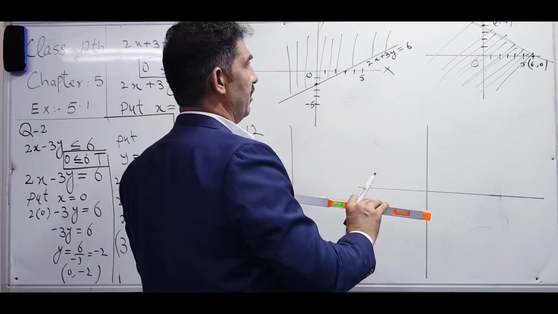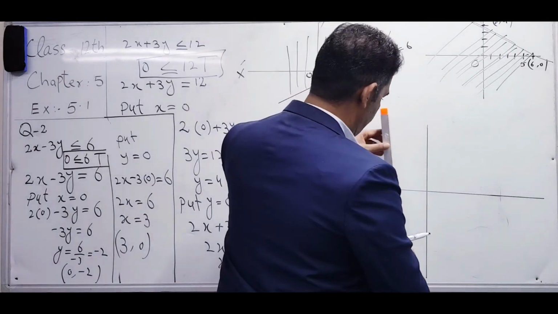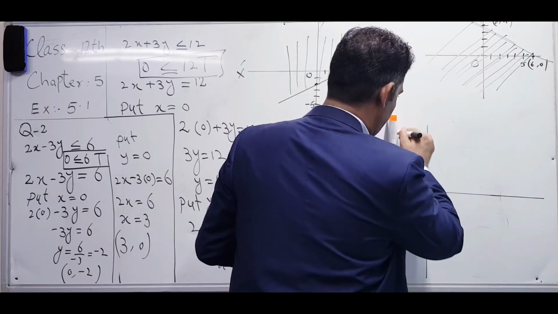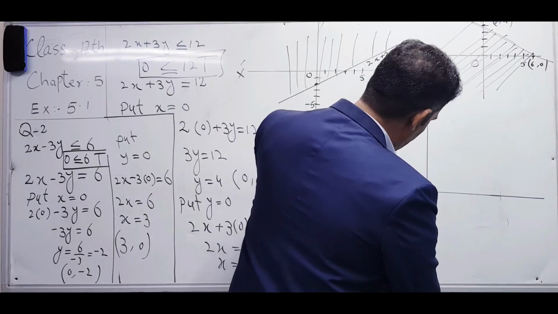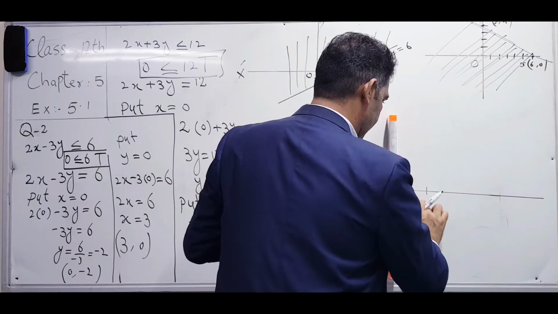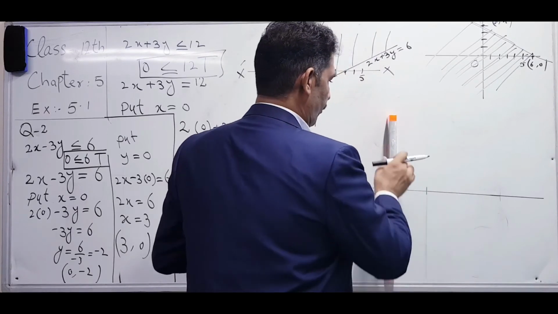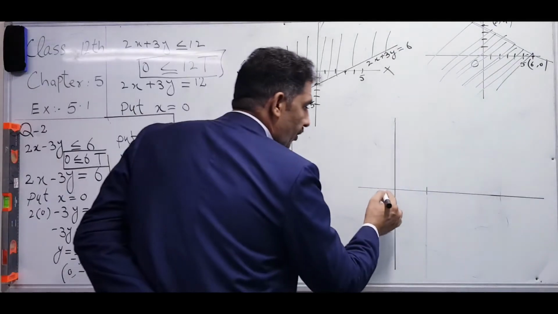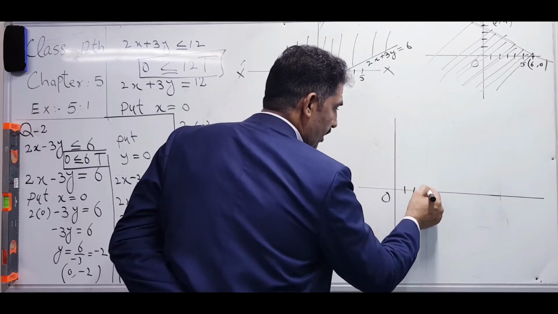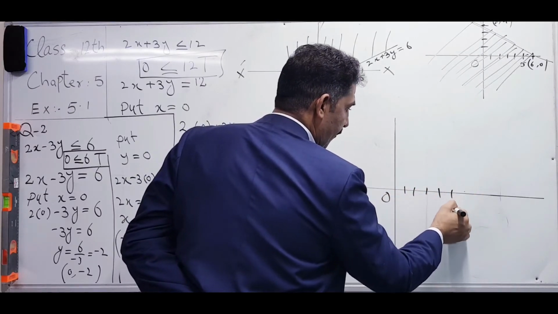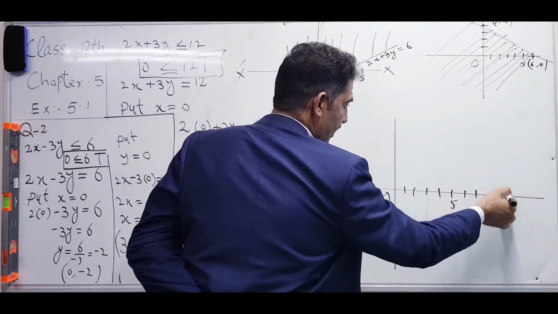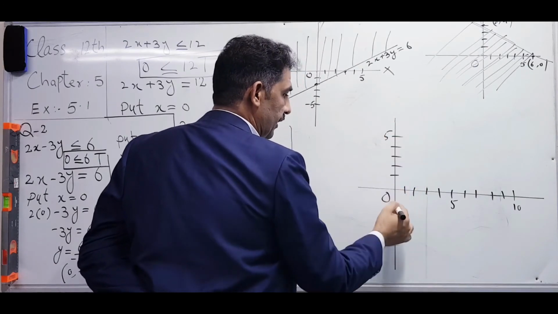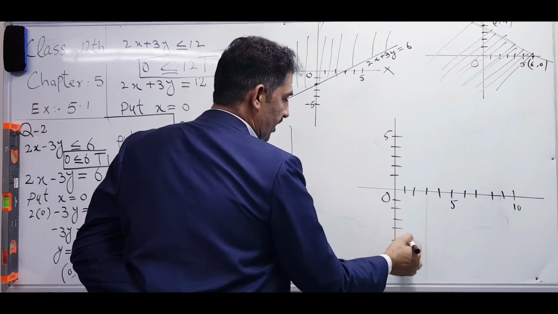The value is coming on the negative side, and there is no negative value of x, so we can draw this line here. Negative value of x is not available, so the portion will be more clear. I remove this line. Okay, that will become the origin. 1 2 3 4 5, 6 7 8 9 10. Here 1 2 3 4 5, minus 1 minus 2 minus 3 minus 4 minus 5.